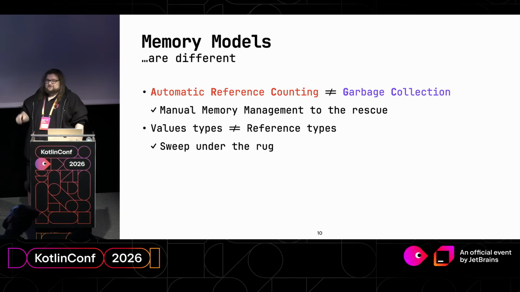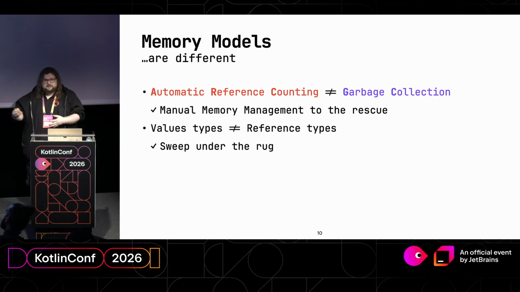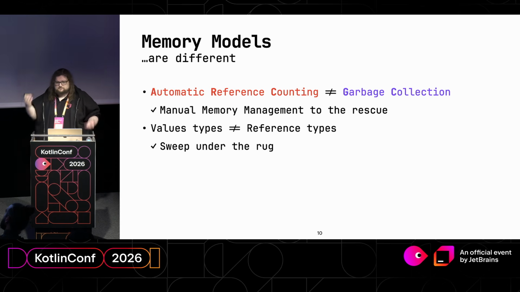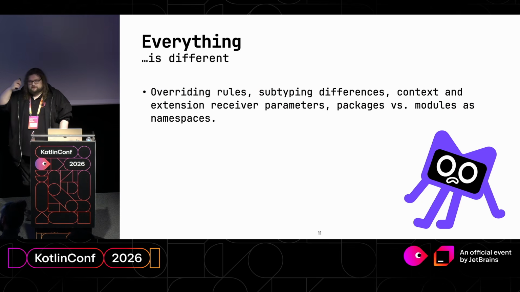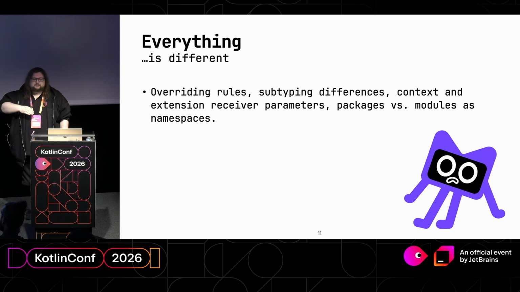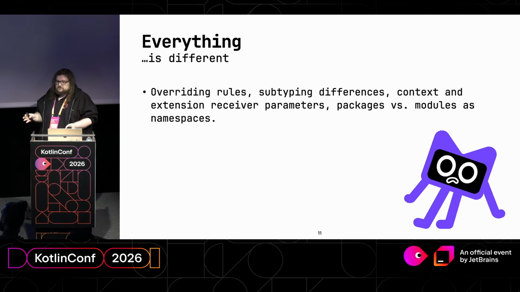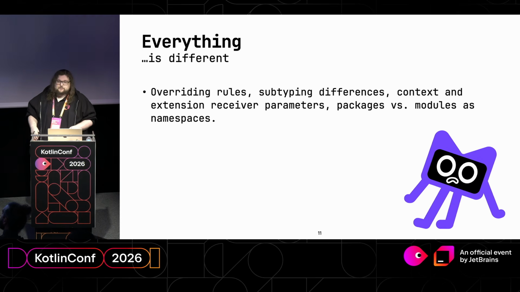And there are also value types. We even handle that mismatch because in Swift, not everything is an object, but in Kotlin, basically everything is an object, so you get me. Okay, and that's not it. Well, not everything, but everything is different, actually. Overriding rules are different, so we basically have to recreate them. And that interacts with subtyping, which is also different, which we also handle. Kotlin has fancy features which Swift just doesn't have, like context and extension receiver parameters, which we tag in some places in functions.